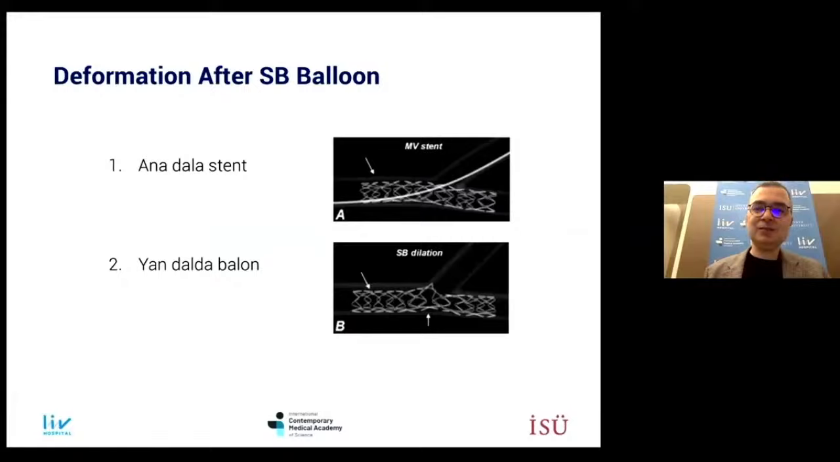So this part is a very important tip and trick. As you know, if you put the stent in the main vessel, and in case you have a balloon dilatation in the side branch, you will always finish with a main vessel stent deformation, which is very, very important, because in case you don't deal with this problem, it will end up with stent thrombosis or restenosis. And stent thrombosis is sometimes very dramatic, which happens just in a couple of minutes or in a couple of hours.